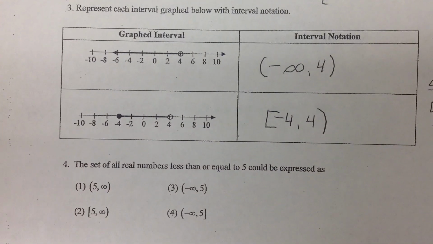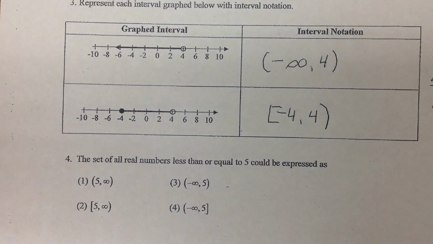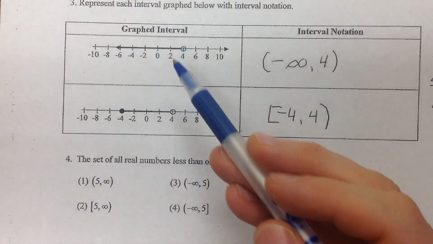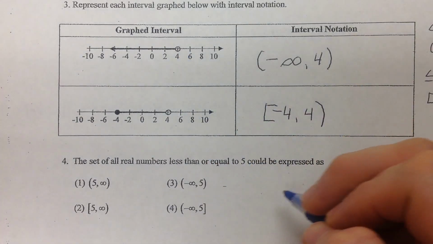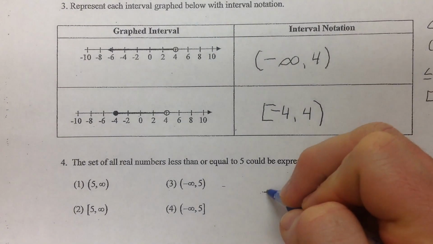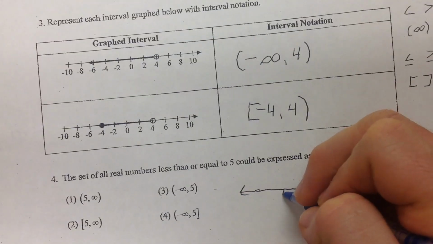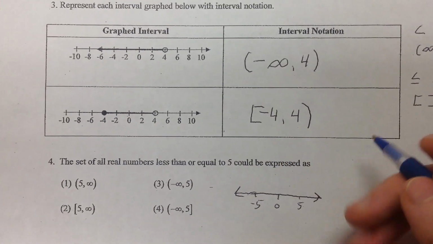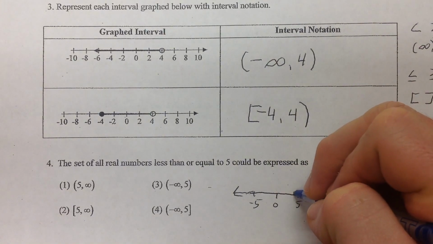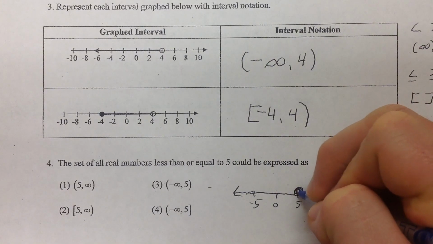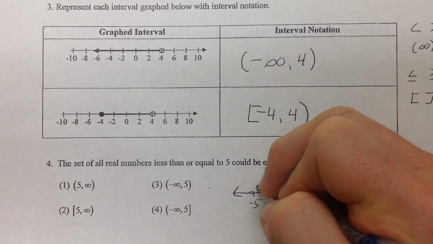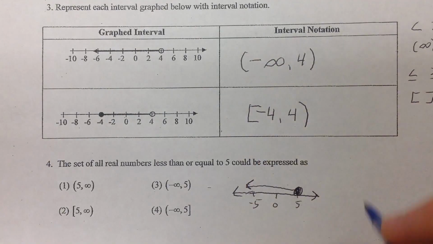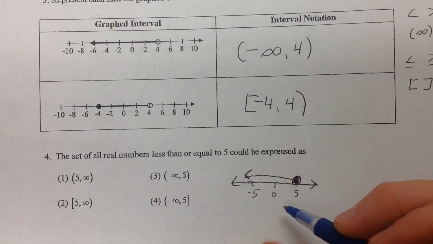Number 4, the set of all real numbers less than or equal to 5 could be expressed as, all right? I find it helpful when doing these to make the graph. When we learned how to do these, we started by looking at graphs. So when they give them to you verbally, I think it's not a bad idea to make a quick little graph. So here's 0, here's 5, here's negative 5. The set of all real numbers less than or equal to 5. Less than or equal to is going to be a shaded in circle on the 5. And then since it's less than, it's going off to the left here. Once we have this, I think it's a little easier to visualize what's happening.